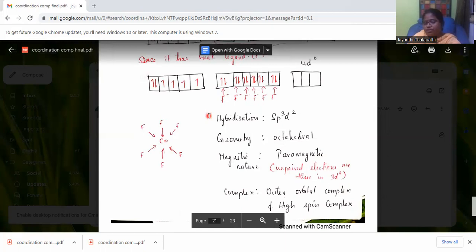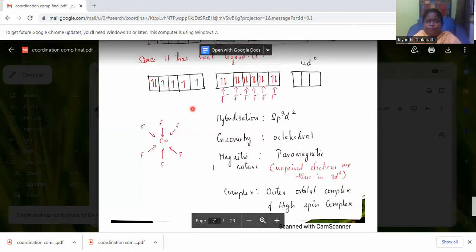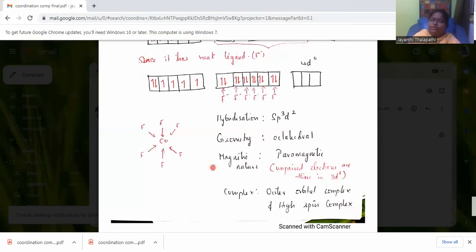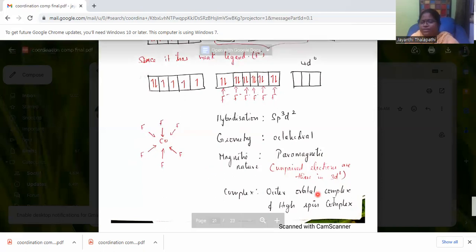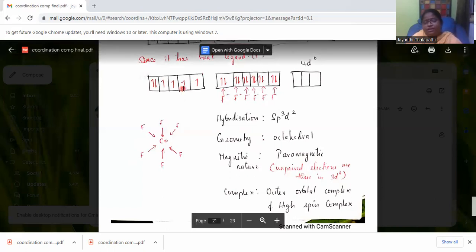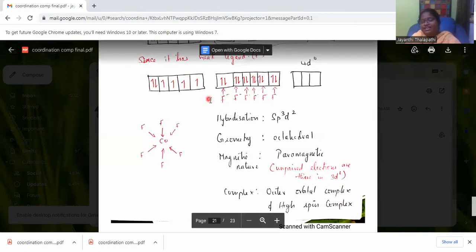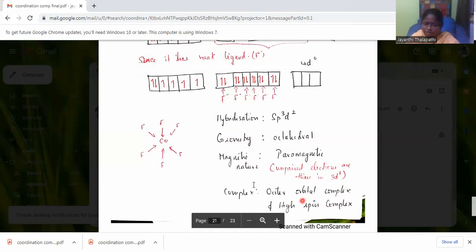The magnetic nature: it has unpaired electrons in 3d, so it is paramagnetic. And since it is paramagnetic, it is an outer orbital complex, and a high spin complex also. Why do we say outer orbital complex? Since the ligands are weak ligands, the electrons will not enter into the d orbital. If they enter the d orbital, then we can say inner orbital complex. So now it is an outer orbital complex.